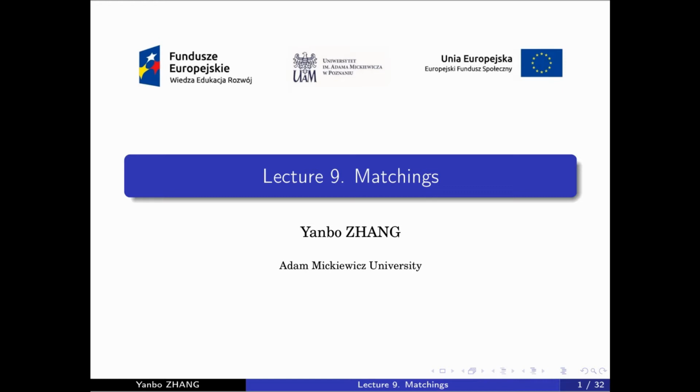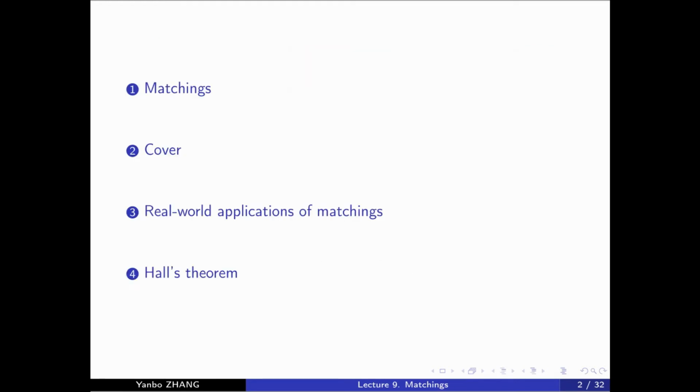In today's lecture, we are talking about matchings. A matching in a graph G is a set of edges, any two of which do not share a vertex. There are 4 sections in this lecture. The first part is about matchings. The second part is about cover.